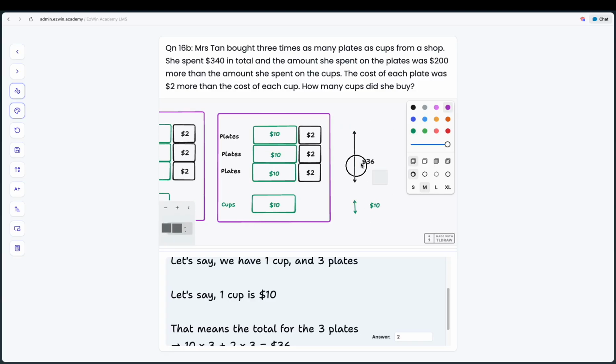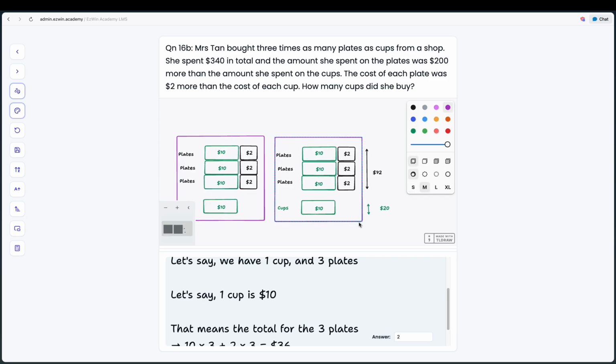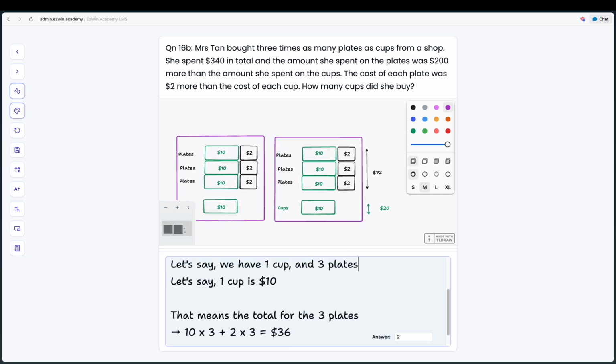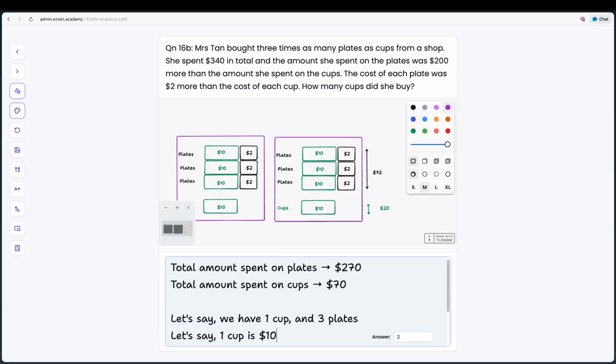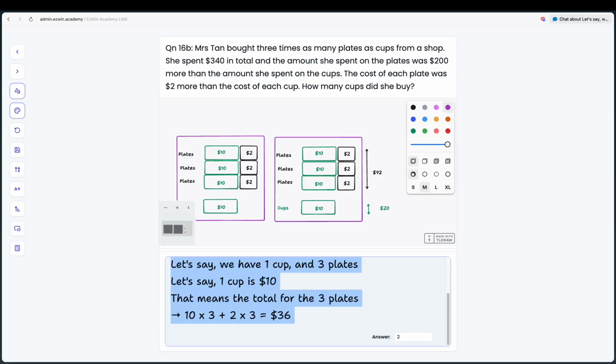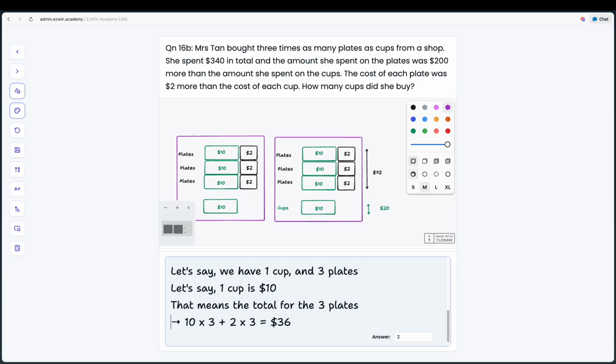So the total now for this is 72, and then the total cups is, I mean, 20. That's what I see over here. Right, pretty straightforward. So I'm gonna extend this example. So let's say we have 1 cup. Now we have 2 cups, 2 cups and 6 plates. Still the same thing, right? 3 times as many, right?